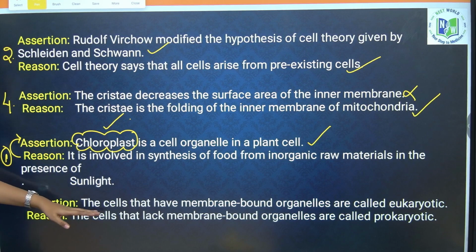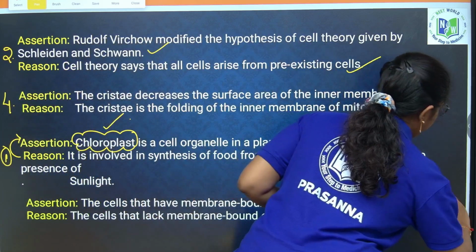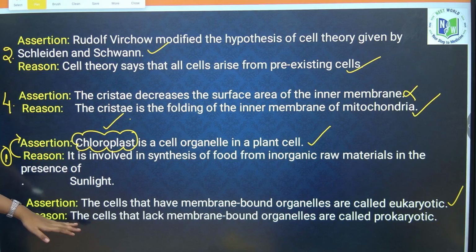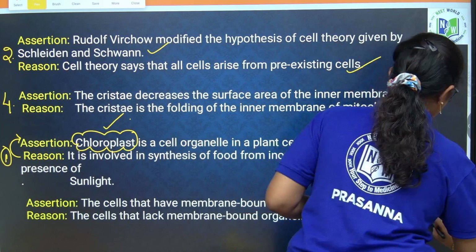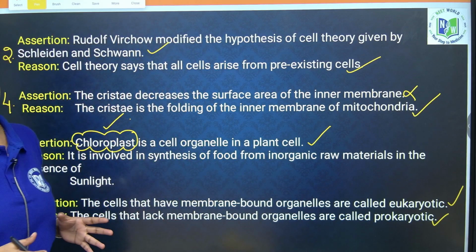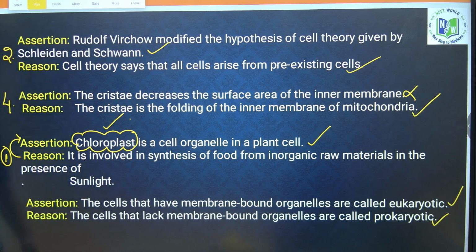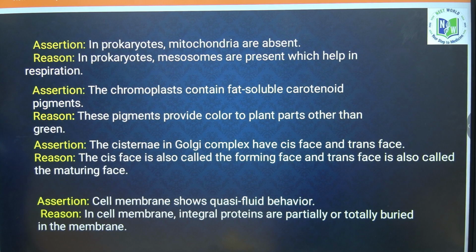Next question. The cells that have membrane bound organelles are called eukaryotic. Of course, in a eukaryotic cell you will find all the membrane bound organelles. In the reason, the cells that lack membrane bound organelles are called prokaryotic. Of course, this is also correct. In prokaryotic cells only non-membrane bound organelles are present. Both the assertion and the reason are true, and it belongs to option 2.